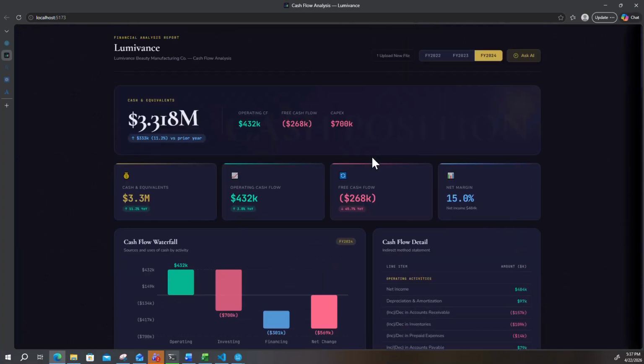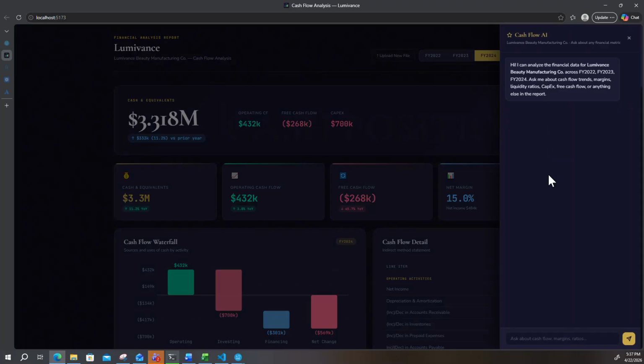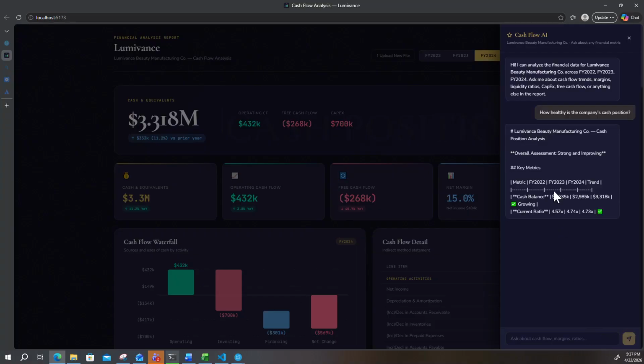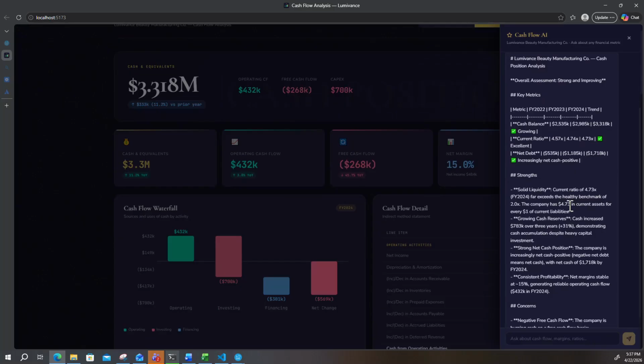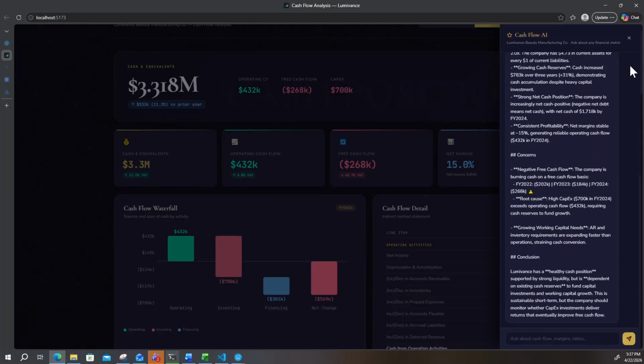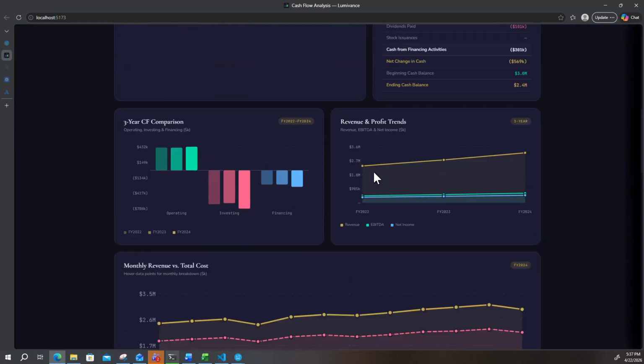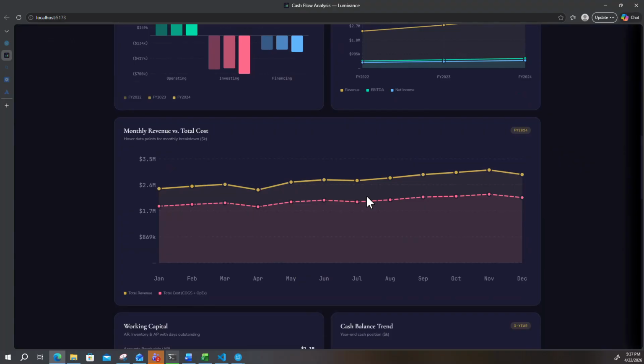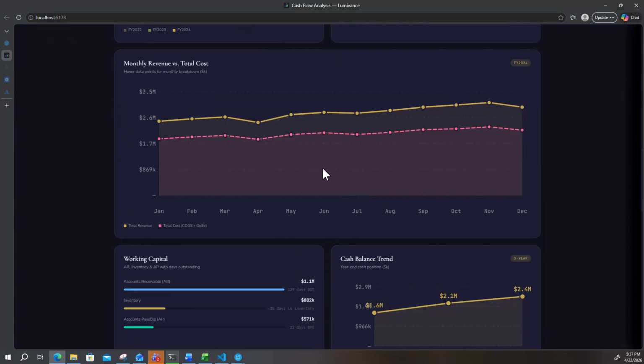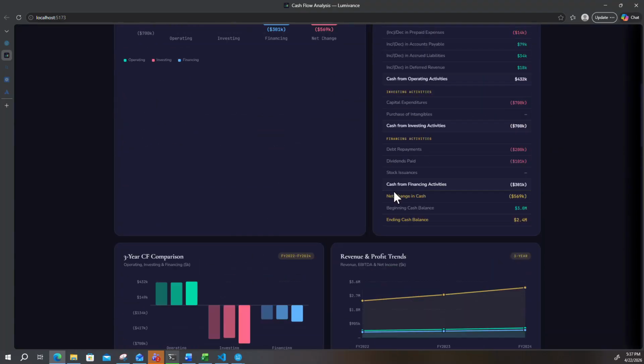There's also an Ask AI button up here if you want to ask it any questions like how healthy is the company's cash position, and it'll give you a breakdown on where you're at with cash. So that's nice to have. Instead of looking through this chart, you can just ask AI any question and it'll spit it out based off of all your financial data.